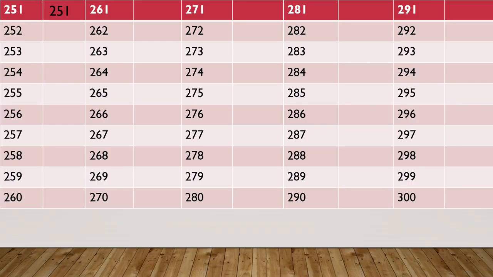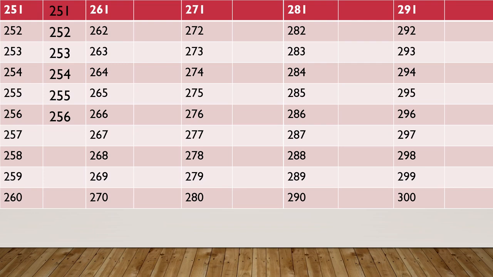Next is 252, then 252. Next is 253, then 253. We will fill the same numbers in these columns. Next is 254, then 254. Next is 255, then 255. Next is 256, then I will write here 256.